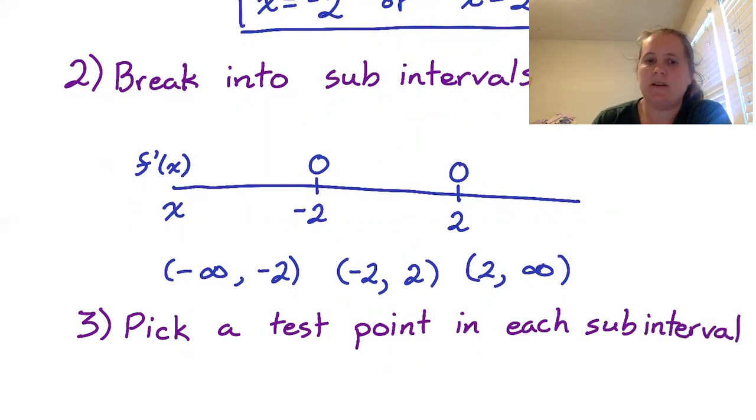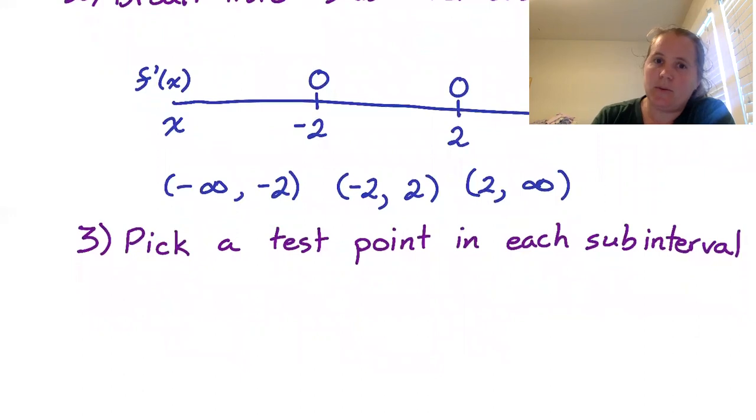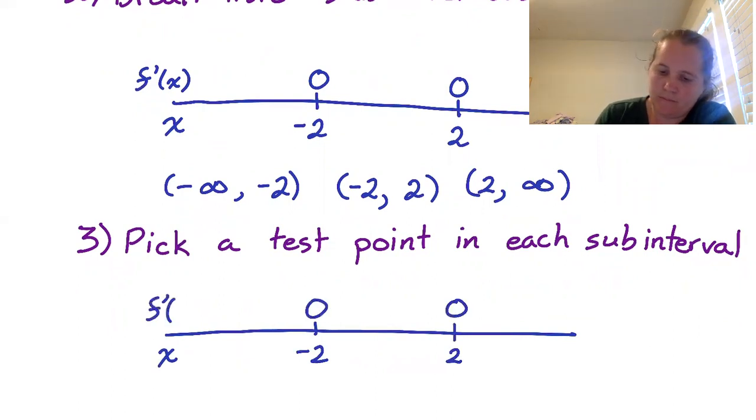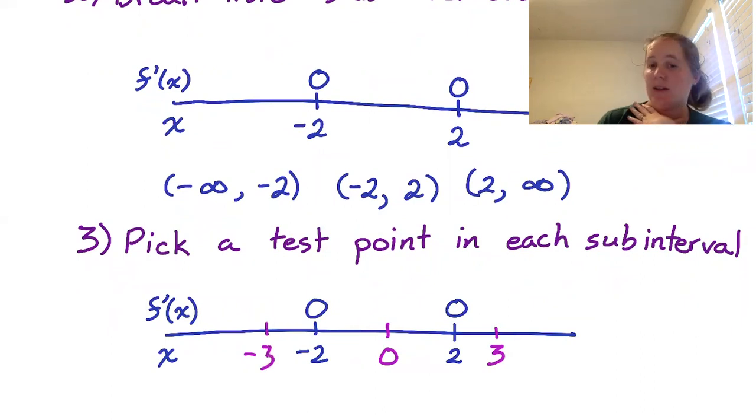So we need a test point in each subinterval. So once again, I'm just going to draw my number line. So again, x is down underneath. So at -2 and 2, f prime was 0. And so the test points that I'll pick, I might as well pick x equals 0 as a point of interest, and then maybe pick x equals 3 and x equals -3. You can pick any point you want as long as it falls within that subinterval that we have found. And our subintervals are all open.